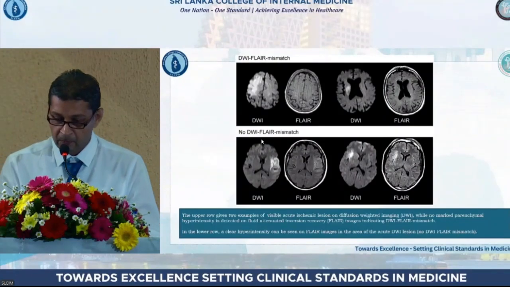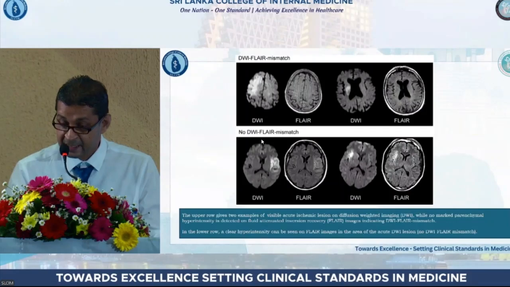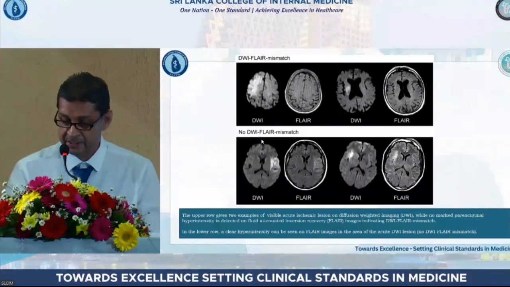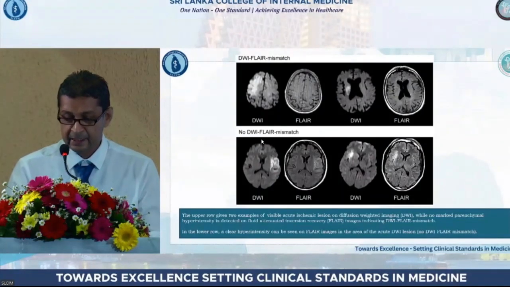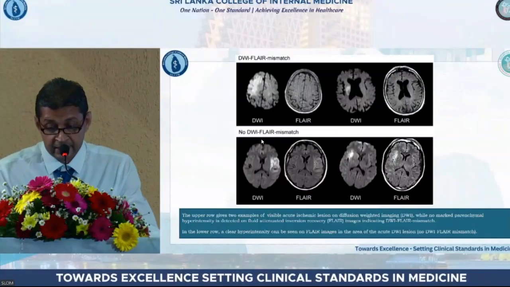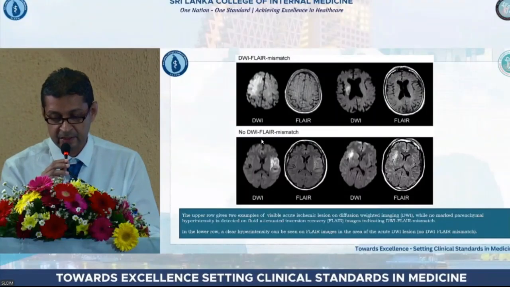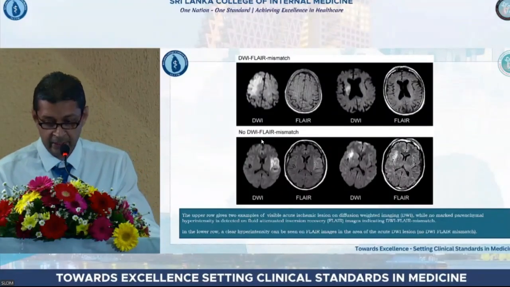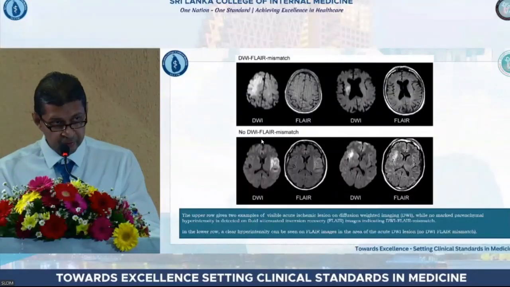no marked parenchymal hyperintensity is detected on MRI FLAIR images, indicating DWI-FLAIR mismatch. In the lower row, a clear hyperintensity can be seen on FLAIR images in the area of the acute DWI lesion, so there is no DWI-FLAIR mismatch.